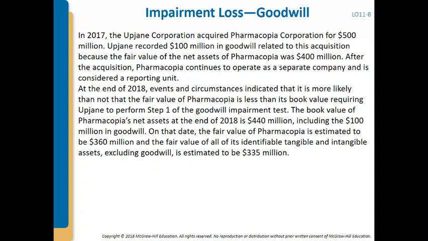The fair value of identifiable tangible and intangible assets without the goodwill is estimated to be $335 million. So the difference is the implied amount of goodwill remaining, which is 360 minus 335. So the implied goodwill after the write-down should be $25 million. Well, if it's at $100 million, you're going to have a write-down in goodwill of $75 million.